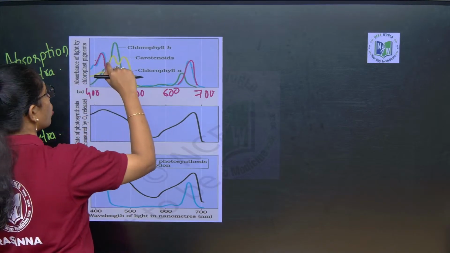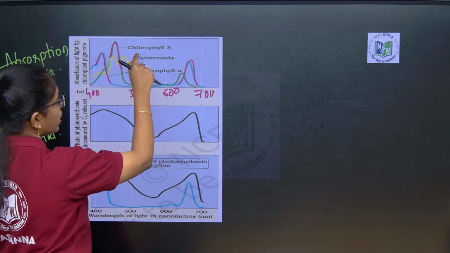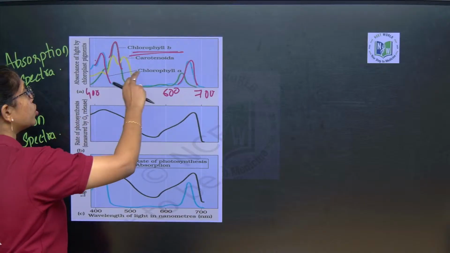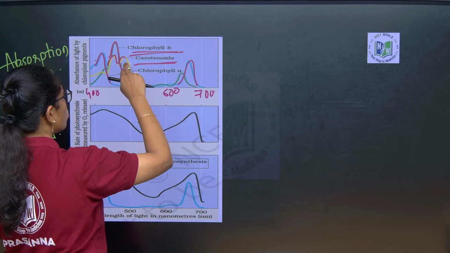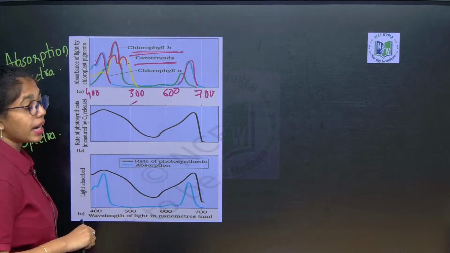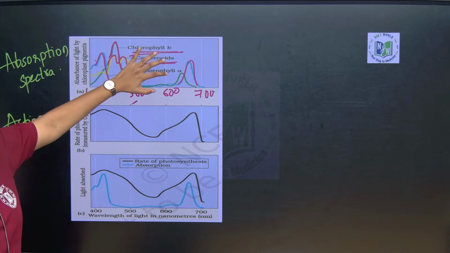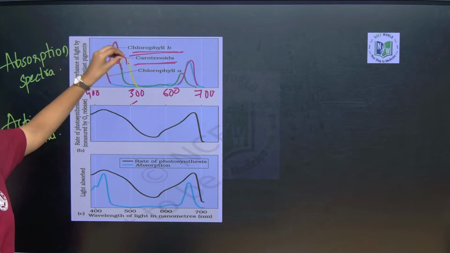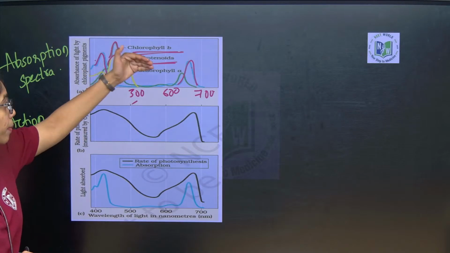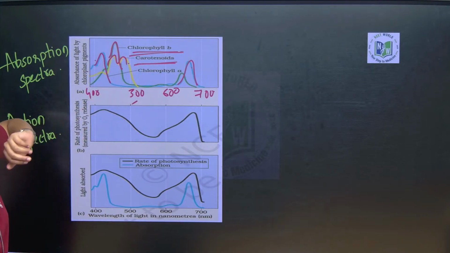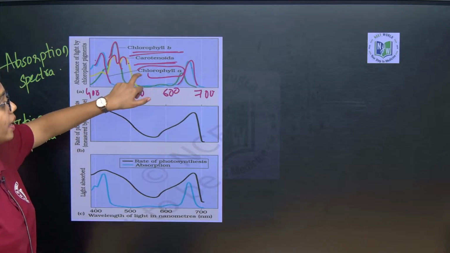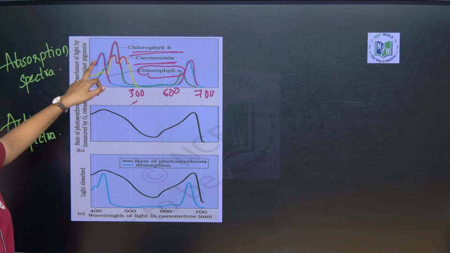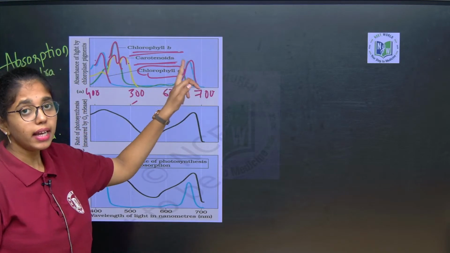If you look into chlorophyll B, around 480 nanometers, chlorophyll B is also showing the absorption peak. Then when it comes to carotenoids, carotenoids also show 2 peaks between 400 to 500 nanometers. Of all the 3 pigments given in this spectra, the maximum photosynthesis is conducted, or the maximum amount of oxygen is evolved, by chlorophyll A, because it is absorbing light at 2 wavelengths, one at 440 and the other at 680 nanometers.